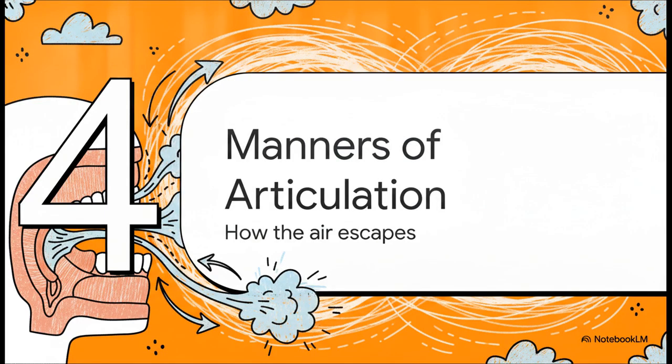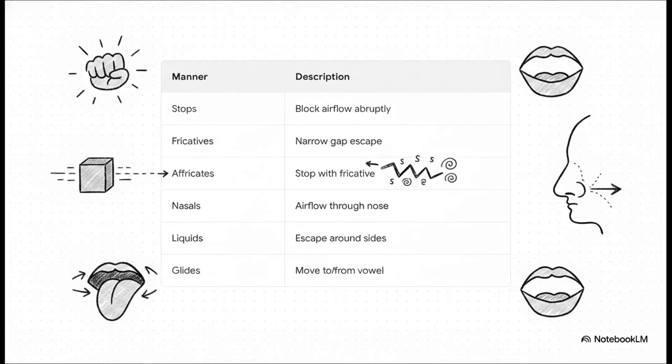Which brings us to Section 4, manners of articulation, or how the air escapes. We know where the air stops, but how does it manage to escape the traffic jam? Think of these manners as a highly specialized menu of air release valves. First up are stops, which completely block the airflow and then let it go abruptly. Boom! Then you have fricatives, which almost block the air, forcing it out through a tiny hissing gap. Affricates combine a quick stop with a fricative release. But the nasals are absolutely brilliant.